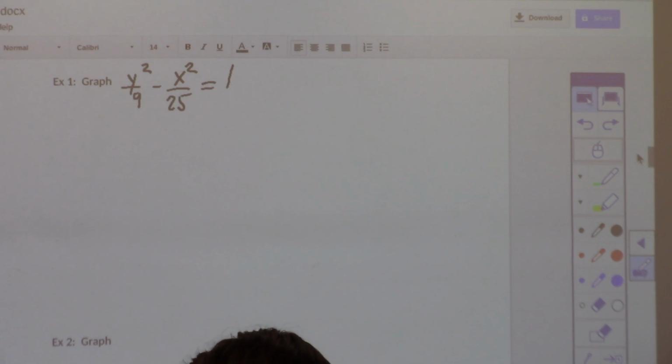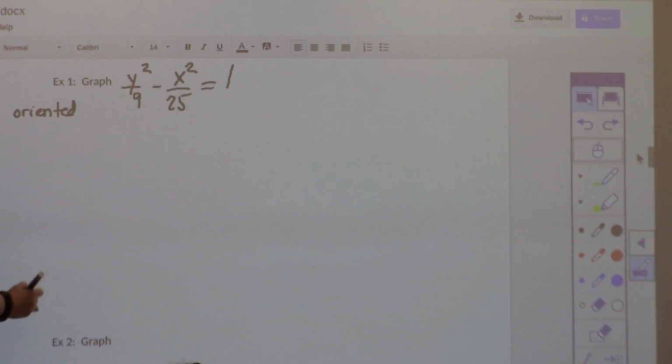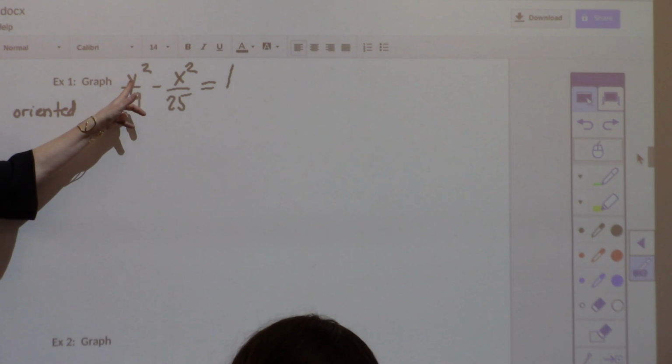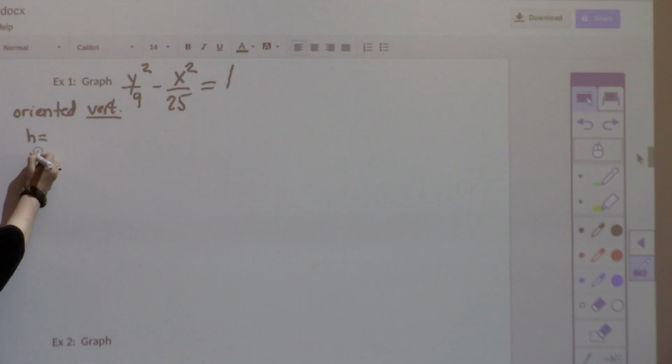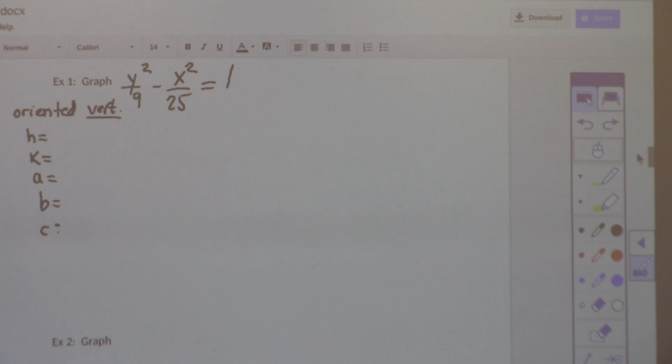So first things first, let's figure out which way it's oriented. This one's minus, this one's positive. Okay, why is it vertical? The positive one comes first, right? Okay, so it is vertical. Now we need an H, we need a K, we need an A, we need a B, and then eventually we'll find a C, won't we? So what is H? 0. You'd be surprised how many people look at this and the first thing they think is 1. I don't know why.